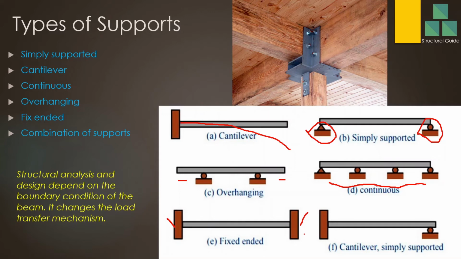Then combination of supports. We may have different types of support. Here at one end we have a fixed end, here we have a roller, and there may be a pin here. So these kinds of supporting conditions may also be there: fixed end here, pin support there or roller support there. That's a combination of supports. Those are the classification of beams based on the supporting arrangement.